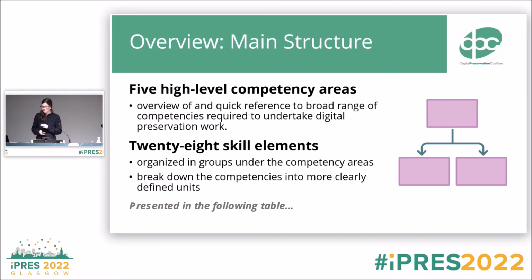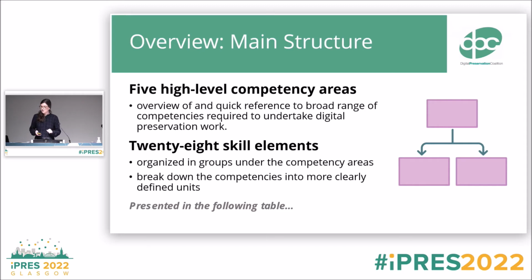So this is the overall structure of it. We have those 5 broader high competency areas. This gives a reference to the broader range of interdisciplinary and interrelated competencies required to undertake digital preservation work. And within those 5 areas, we have 28 skill elements. So they're arranged by competency area, but they break them down into more of those skills or more particular abilities applied to different areas of digital preservation work.